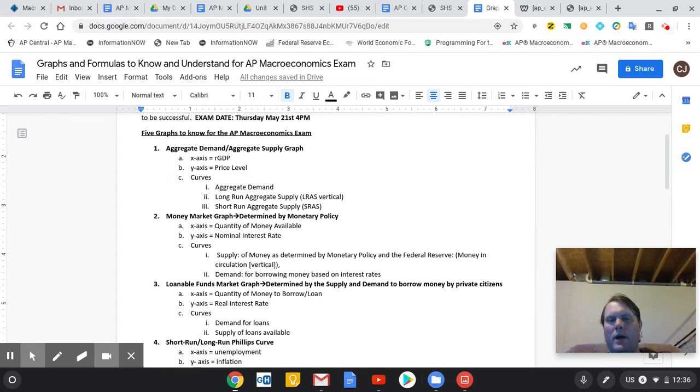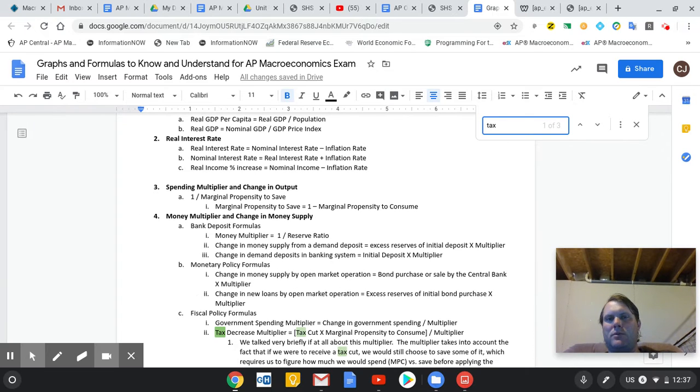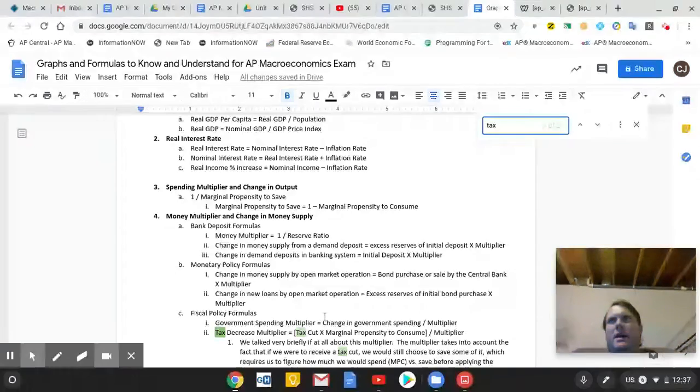If you push Control F, you're going to find this pop up here. And if it's the tax multiplier, you can see right when I start typing that in, it takes me down to it. So you don't even necessarily have to be super familiar with what you have organized. You can type it in, and it might be a strategy of last resort.